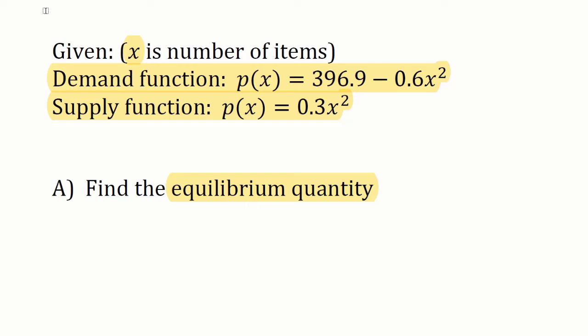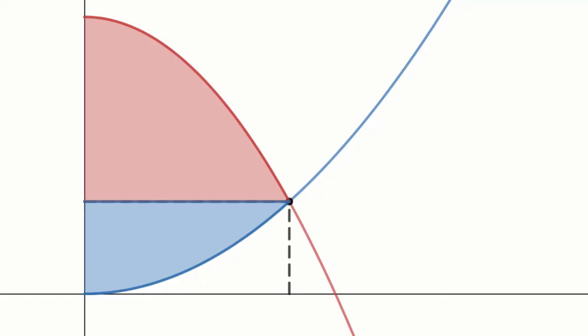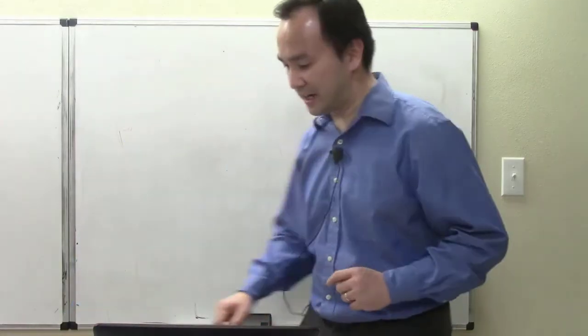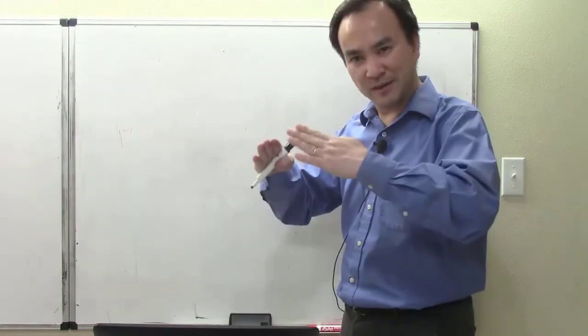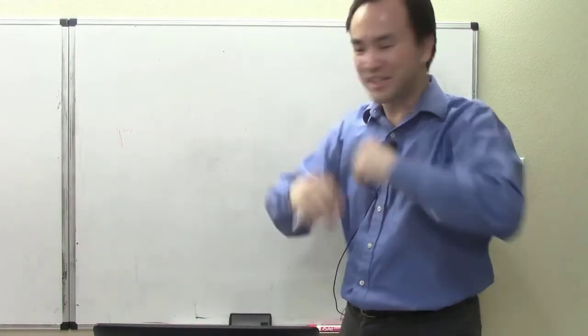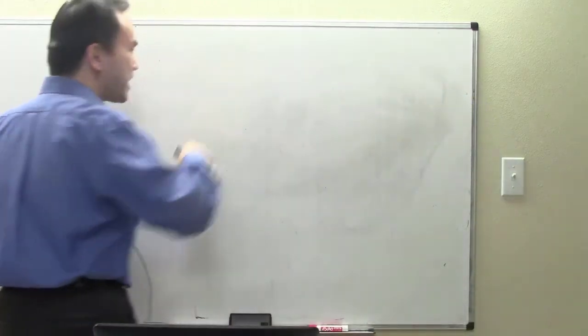And one more time, let's swing back to the graph right here. Red curve is the demand, blue curve is the supply, and red and blue will meet at some point. And so we want to find out the equilibrium quantity, the x value right there. Algebraically speaking, to find that x value where our blue curve and our red curve meet together, we simply need to equate our two functions.